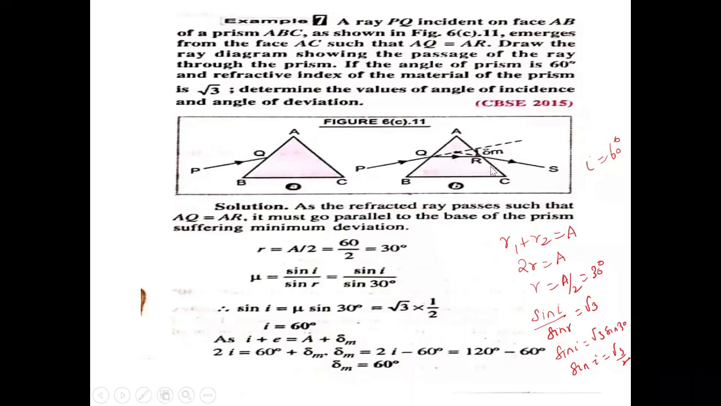So it is a minimum deviation condition. Under minimum deviation, I is equal to E. So what are the values the children should find out? They have to find out what is angle of incidence and angle of deviation.